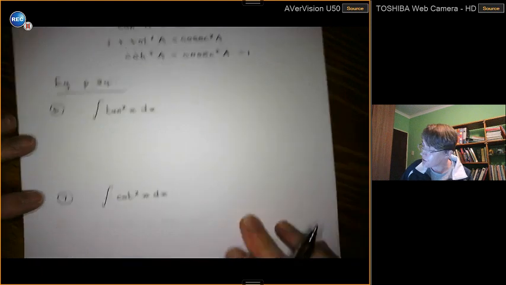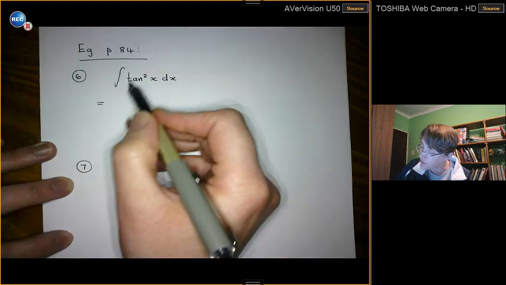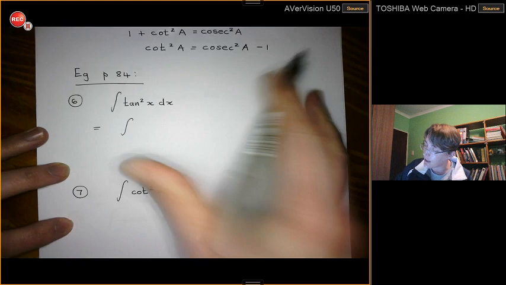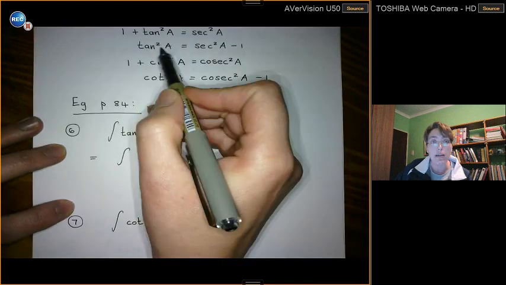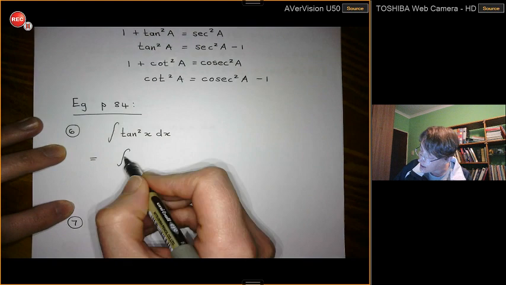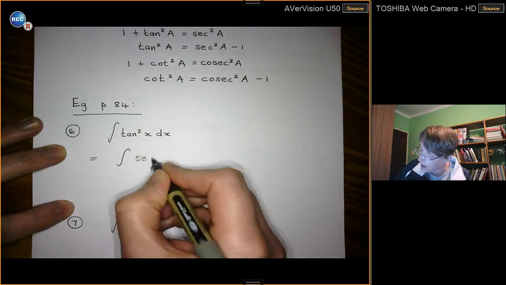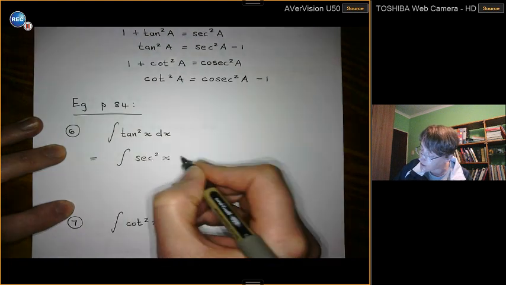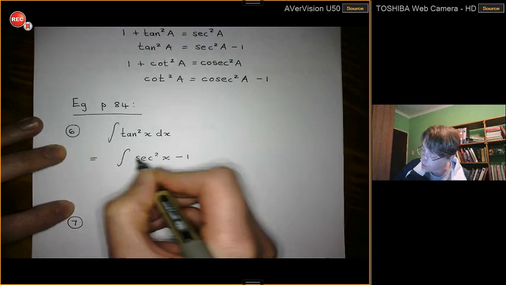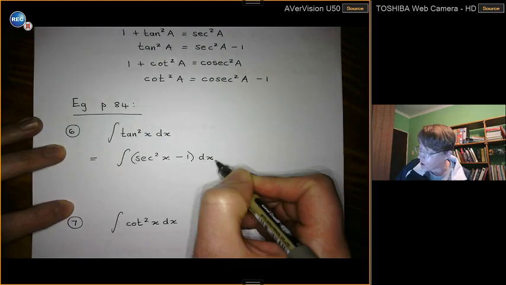If I then go to these two examples on page 84, the first one says the integral of tan squared x dx. I can use this identity right there, and I can say this is going to be the integral of sec squared x minus 1. So we put a bracket around it, and we write the dx. I did mention in the previous video, watch that notation, don't forget to write dx, otherwise you will get penalized.